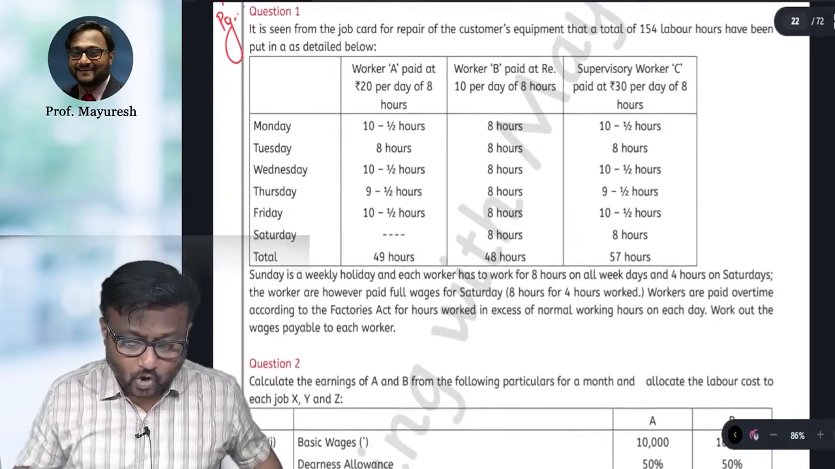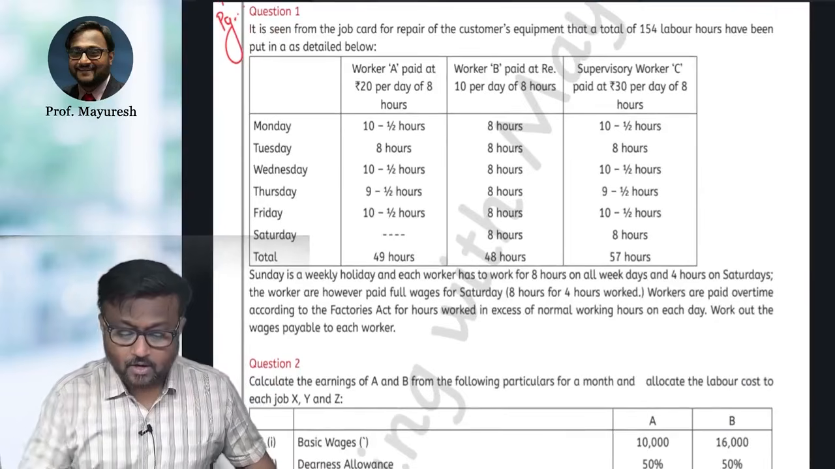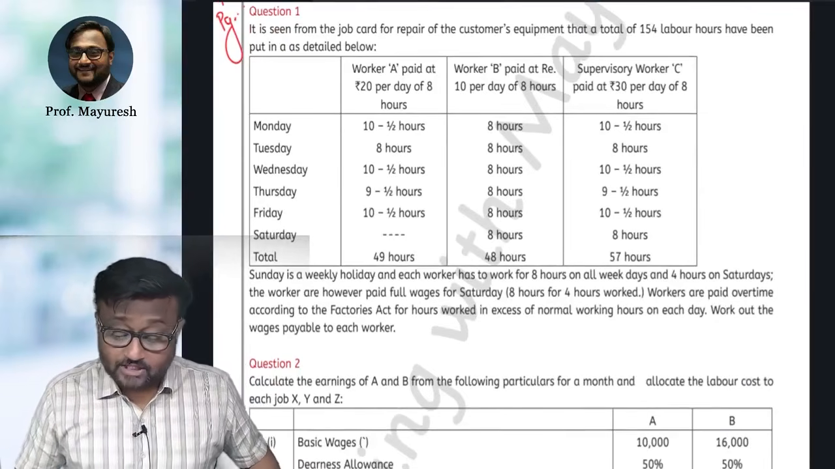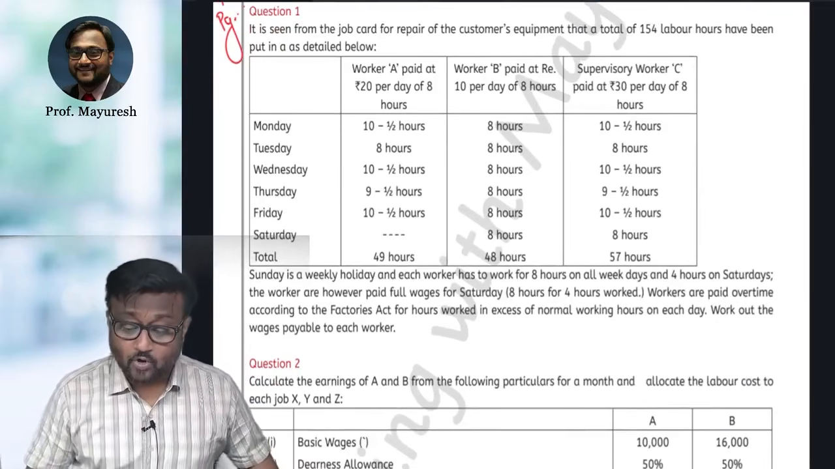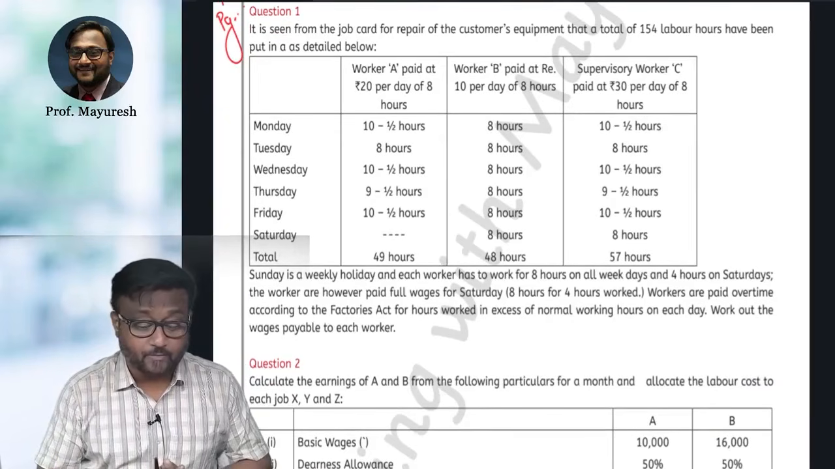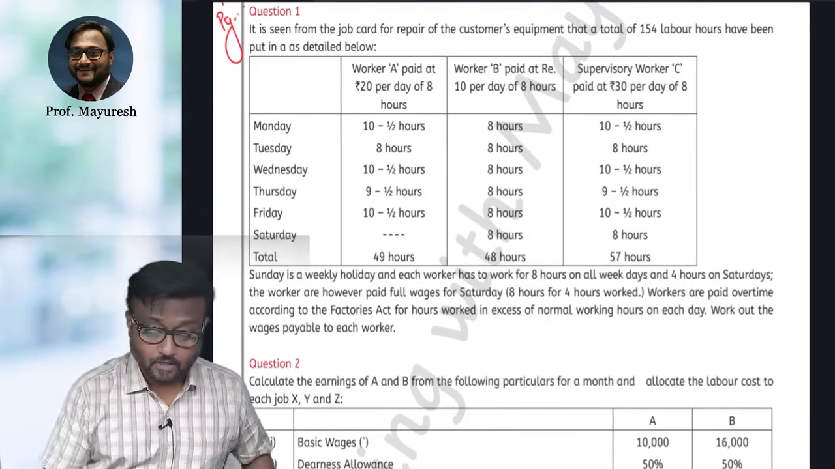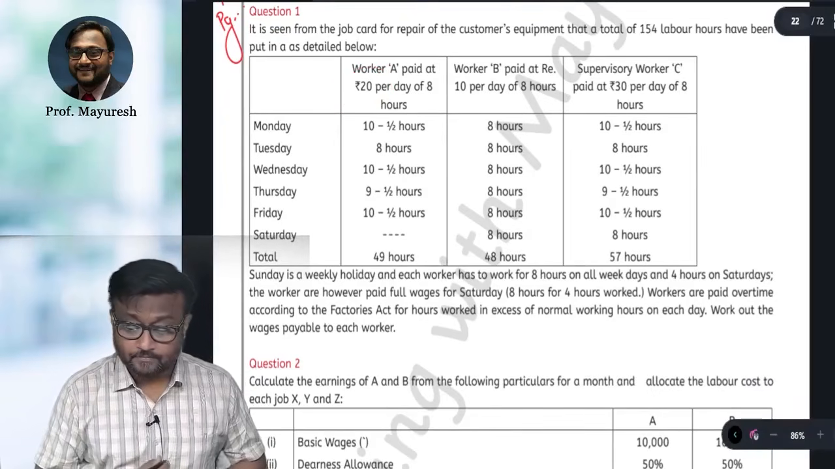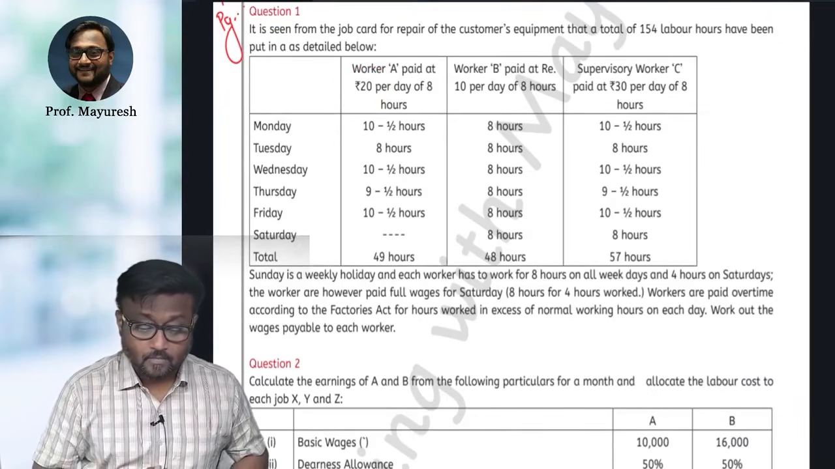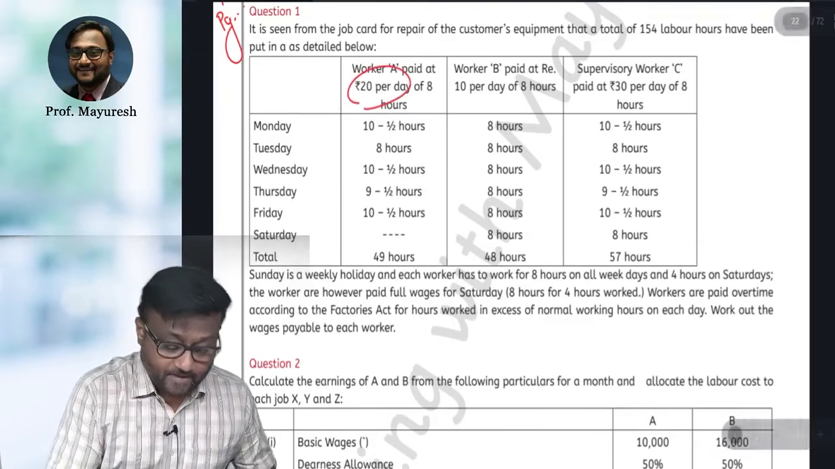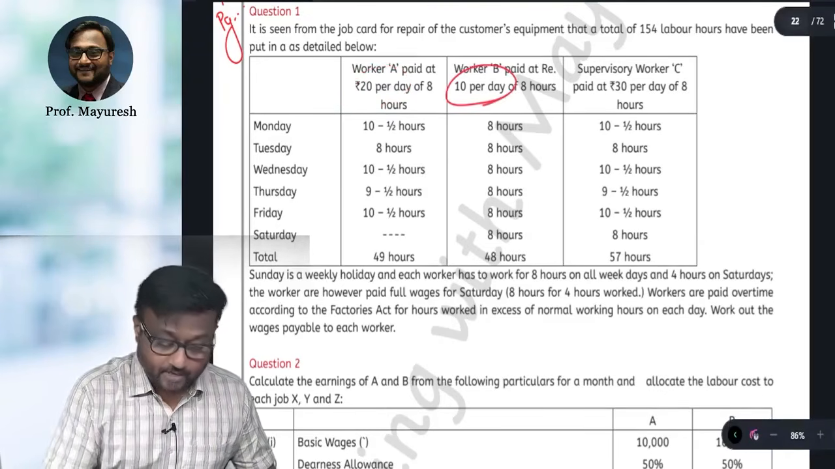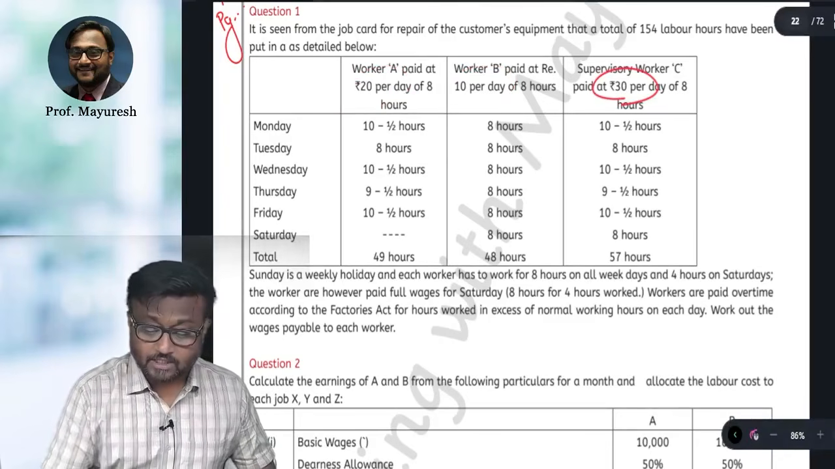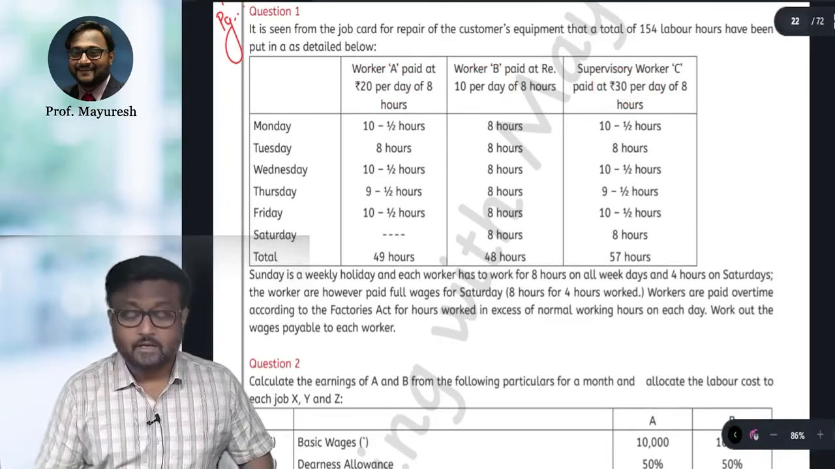It is seen from the job card for repair of the factory of the customer's equipment that a total of 154 hours have been put in as detailed below. Given are the workers' rates: worker A, worker B, worker C. Worker A is paid 20 per day. Worker B is paid 10 per day. Worker C is paid 30 per day of 8 hours each.